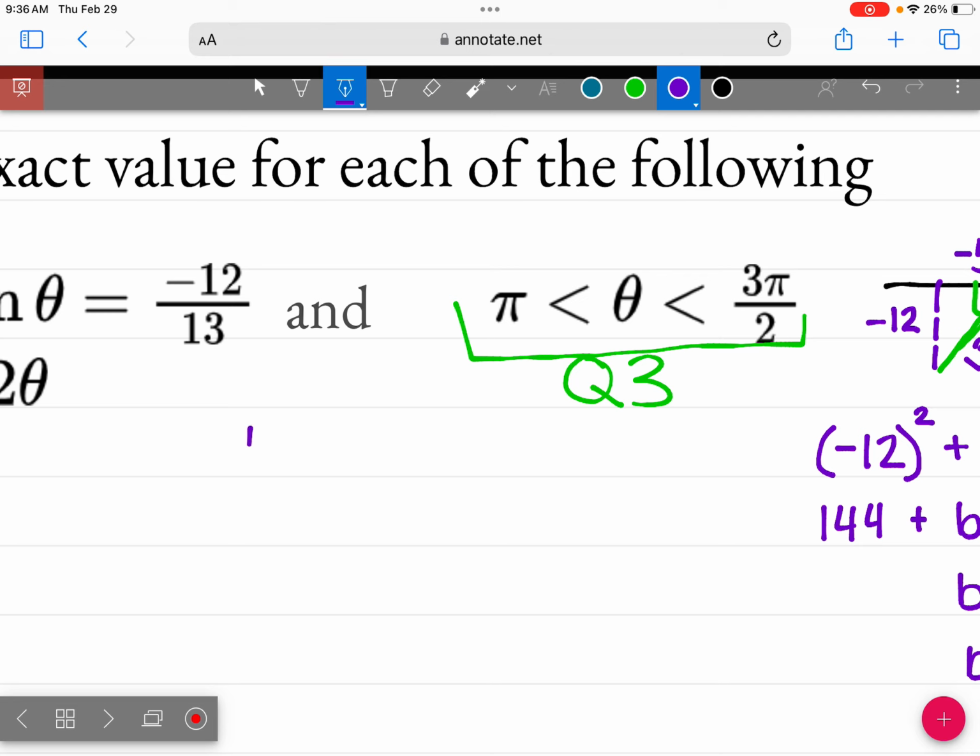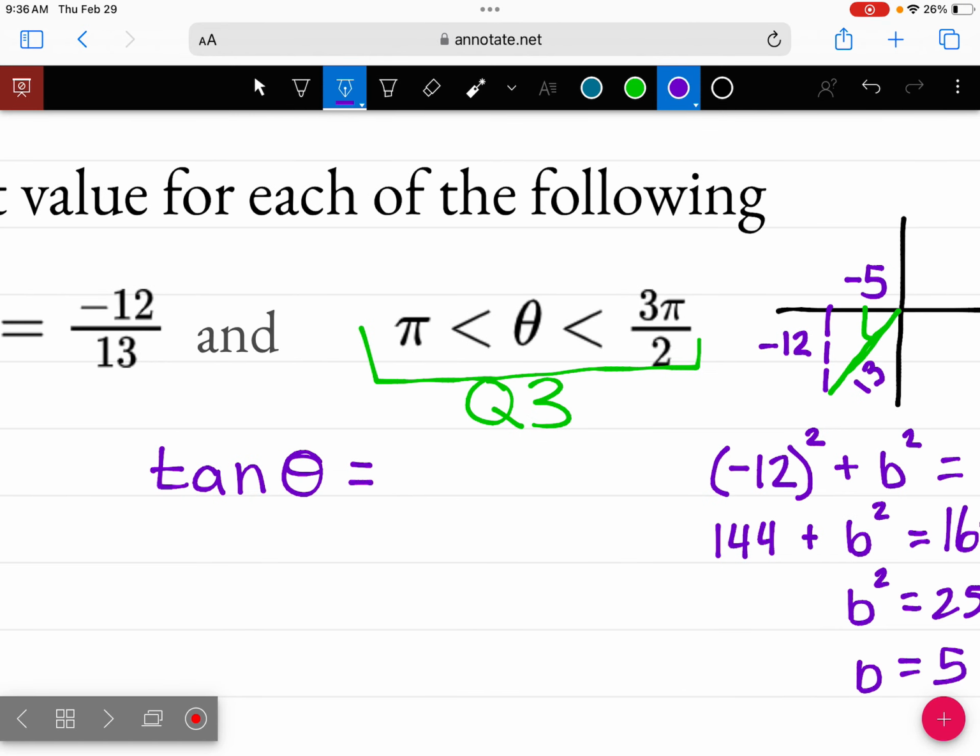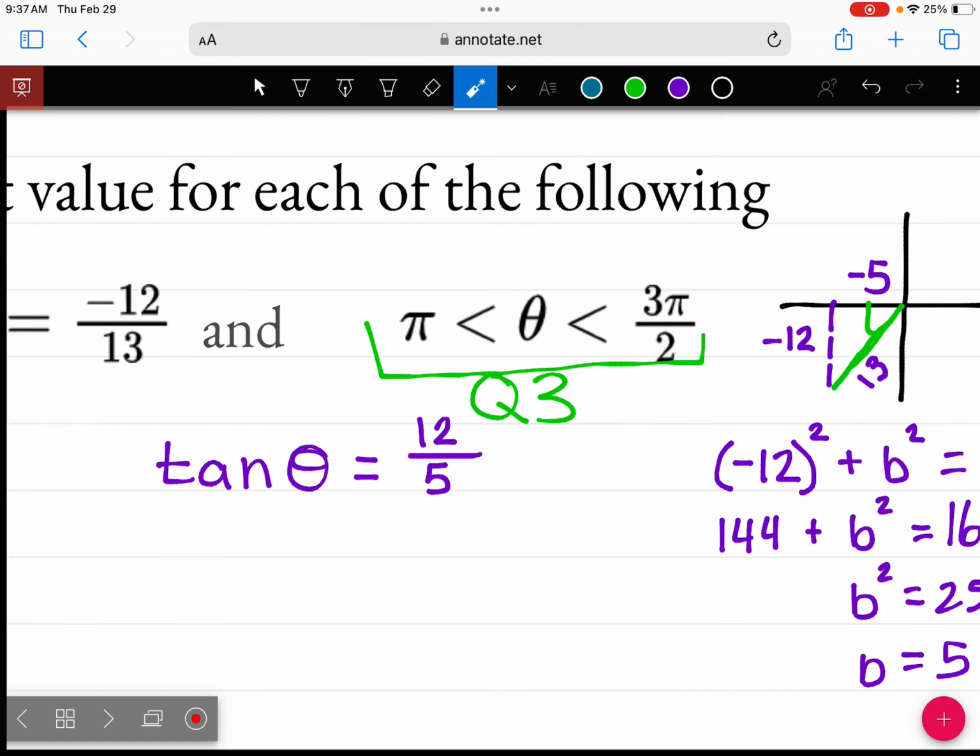So then what's tangent of that angle? What's tangent of theta? Yeah. So negative 12 over negative 5, which we then notice that our negatives cancel out. So we just have 12 over 5. Because if you look at our tangent formula, the only thing in it is tangents. So it helps to have the tangent so we don't got to figure it out a gazillion times.